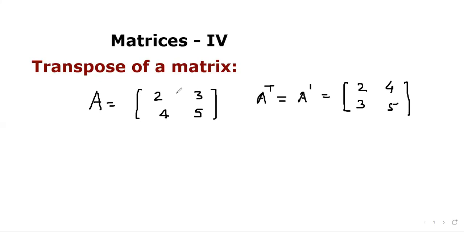Here 2, 3 is written in a row, and now they are written in a column. 4, 5 is written in a row, and now they are written in a column.